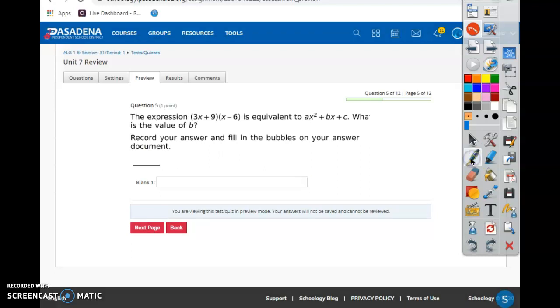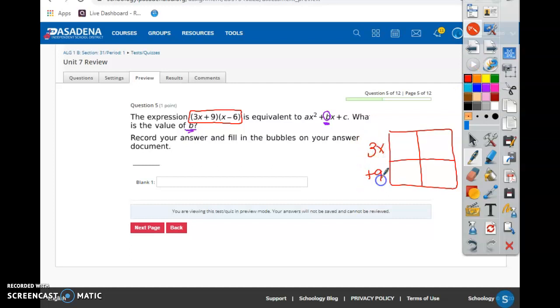Okay, this one, you're going to have to do it by hand, okay, because there's no answer choices. So you cannot put this in Desmos. We're going to have to do the box. It's a 2 by 2 box, okay, because they're asking for this b. Whatever that number is, that's what they're asking for, the value of b. So we're going to start multiplying 3x plus 9 times x minus 6, and we're going to add the diagonals, and that's going to give me the answer for b.